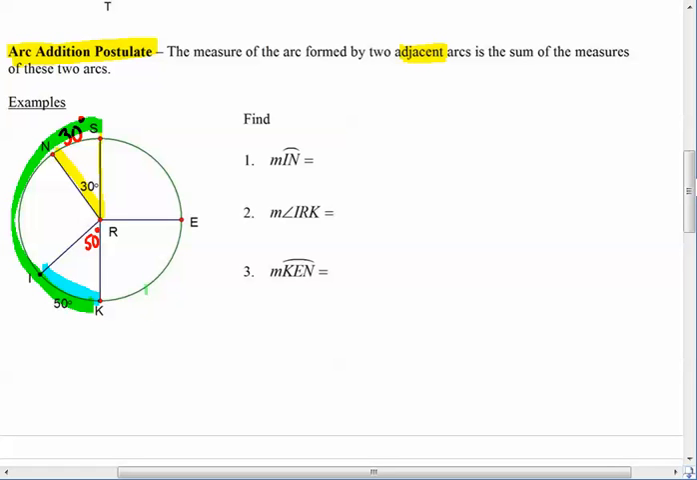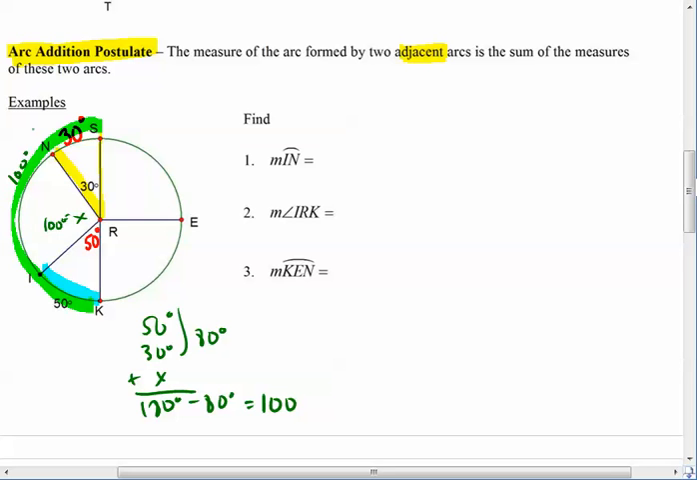So let's see, 50 degrees and 30 degrees plus a mystery measurement, okay, should be 180 degrees. And of course 50 and 30 is 80 degrees. So essentially if I subtract out the 80, how much do I have left for the measurement of x? 100 degrees. And that can be written both inside as a central angle measurement and outside as an arc measurement. I've been asked for the arc measurement here, so I'll write in 100 degrees.